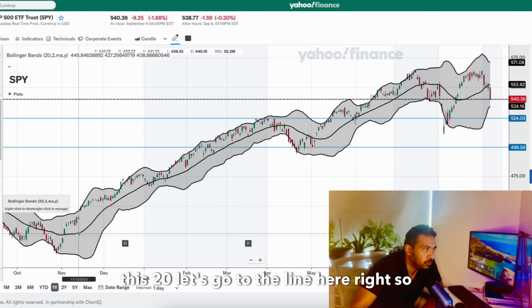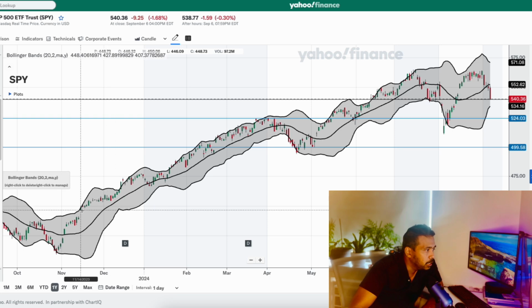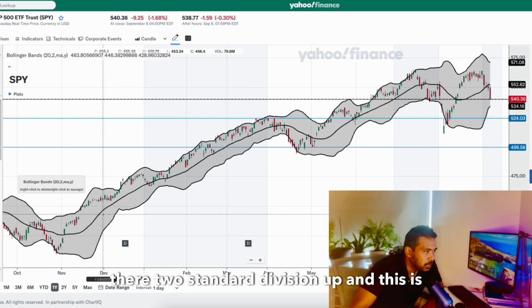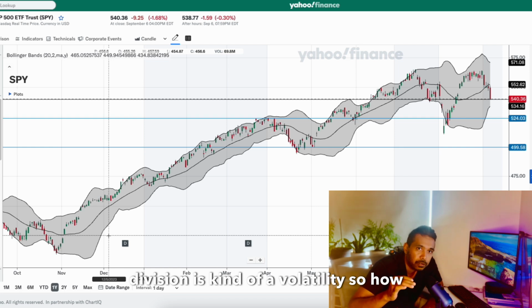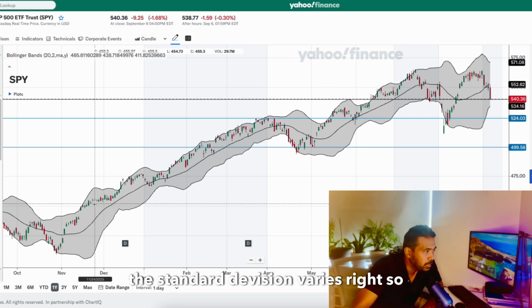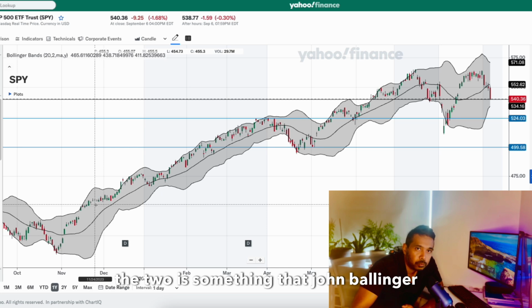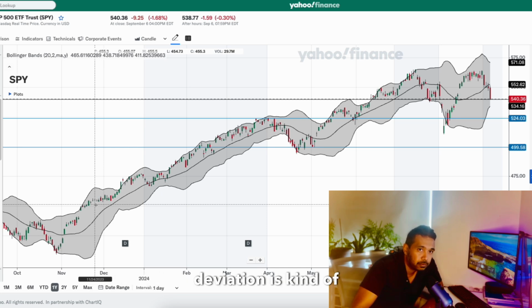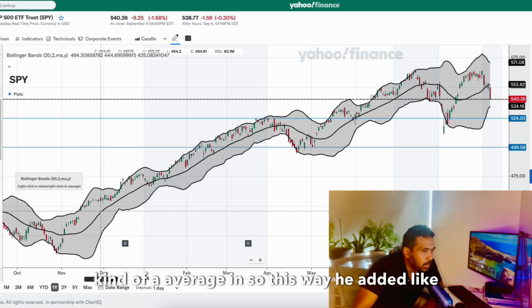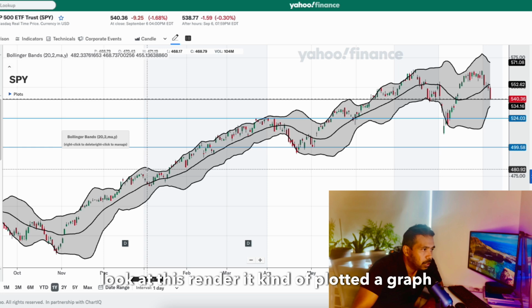Let's go to the line here, right? The middle line that you see here is your simple moving average of the 20 days, and then the upper and the lower bands are 2 standard deviations up and 2 standard deviations down. Standard deviation is kind of a volatility measure, so depending on how volatile that stock was, the standard deviation varies, right? So that's an indicator of the volatility. John Bollinger thought that 2 standard deviations would be kind of an average, and that's why he added 2 up and 2 down, right? So with that, it plots a graph.